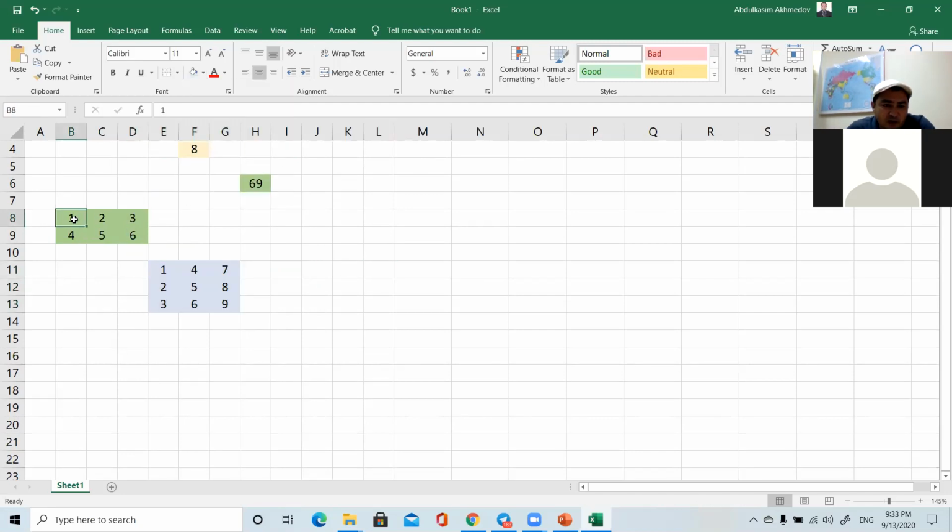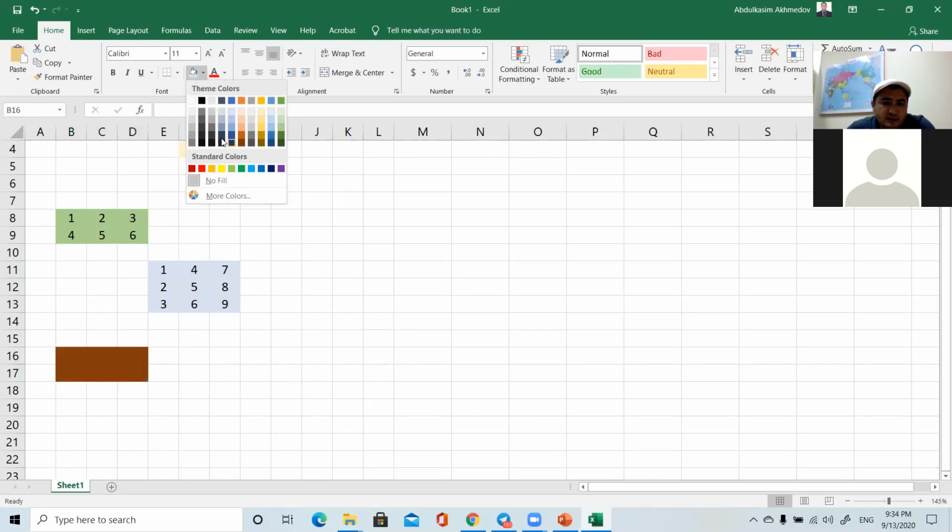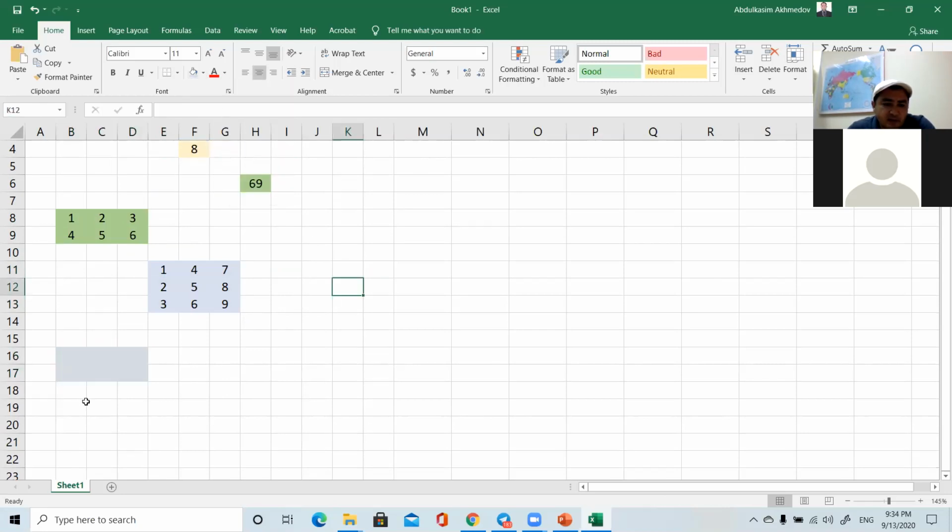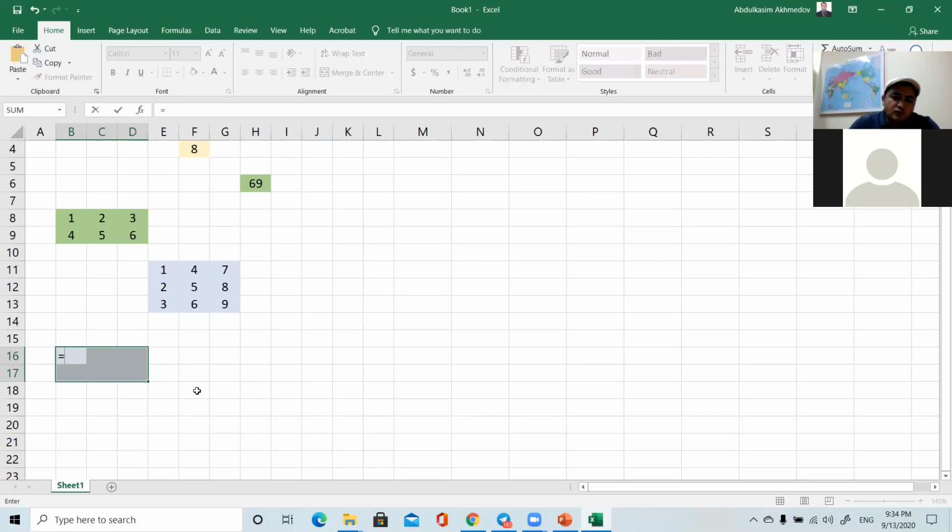Okay, so I know that if I multiply a 2 by 3 matrix by a 3 by 3 matrix, the result will be a 2 by 3 matrix. Let me write the result here. First we have to choose the destination cells, color them, and after that press the equal sign, and MULT, and open brackets. Now it is asking for the first array, that means matrix A. So this one is matrix A, and we should multiply this by matrix B. So we should close the brackets.